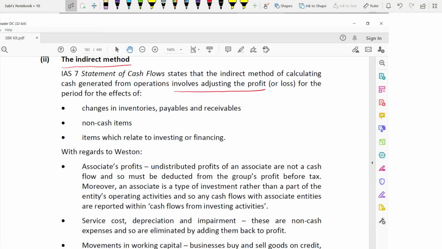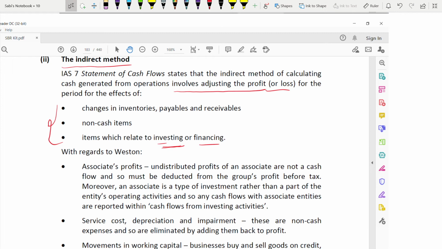According to IAS 7, it states that the indirect method of calculating cash generated from operations involves adjusting the profit or loss for the period for the effect of three things. Please write the three effects. Change in the inventory, payable, receivable, or you can say change in working capital. Non-cash items. Okay, there are so many non-cash items: impairment, depreciation, amortization. Items which relate to investing or financing also need to be deducted from operating activities. It should not be there. Okay, it needs to be removed from operating activity.